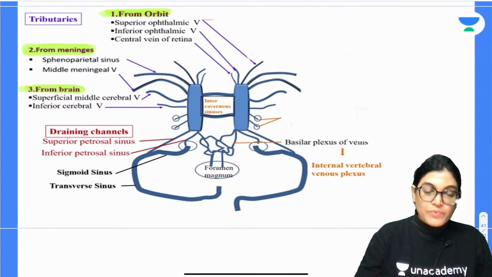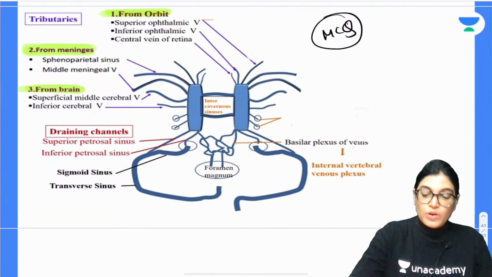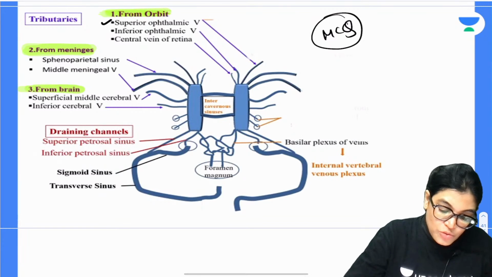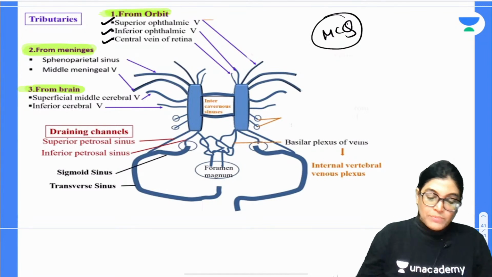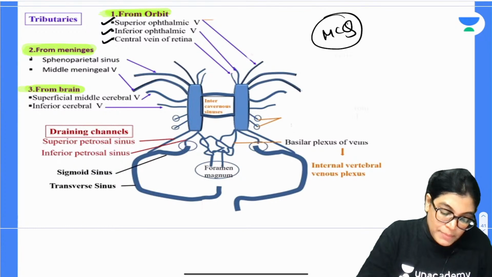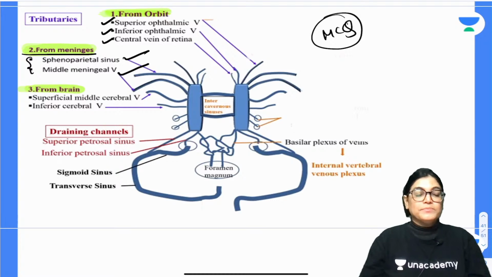If I talk about the veins which are direct tributaries, this has been asked so many times in the MCQ. The direct tributaries are from three sources: orbit, meninges, and the brain. From the orbit, the three sources are superior ophthalmic vein, inferior ophthalmic vein, and central vein of the retina. From the meninges, the two sources are sphenoparietal sinus and middle meningeal vein.